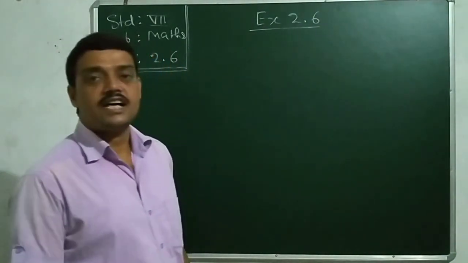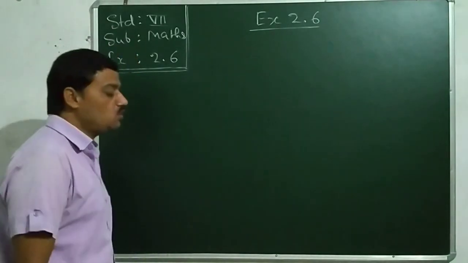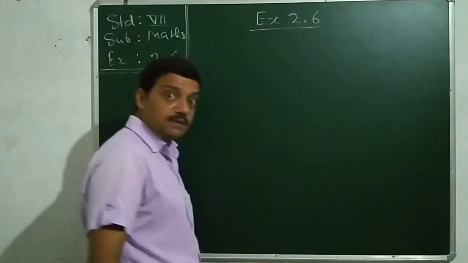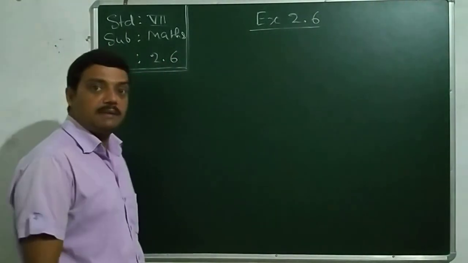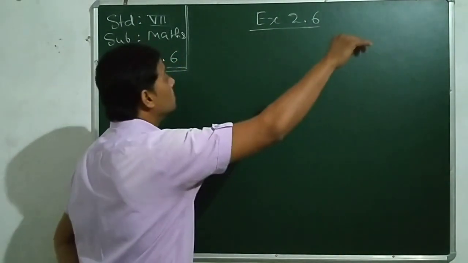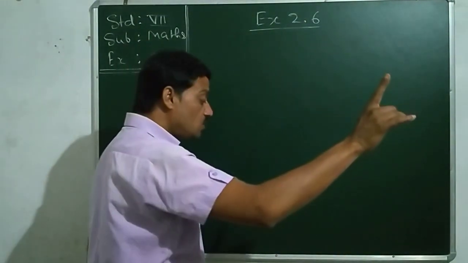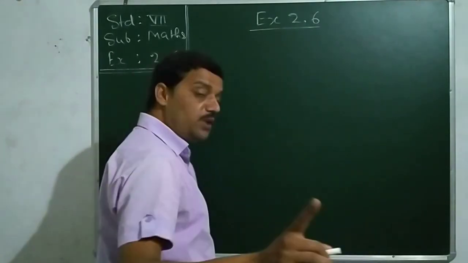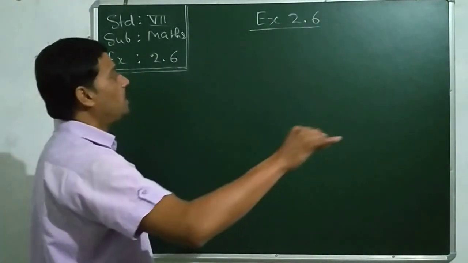Before going to the exercise, let us remind ourselves about some of the rules related to the multiplication of decimal numbers. You had learned decimal numbers in the previous classes. In decimal numbers, while multiplying, we need to multiply the digits first.